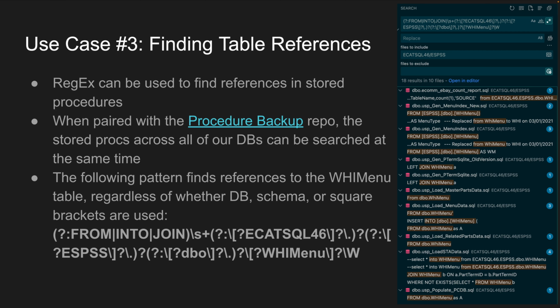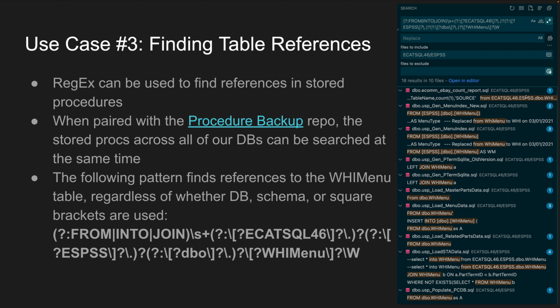Another use case we have here is for finding table references in a stored procedure. If you're in a stored procedure, there are multiple ways you can specify a table. You can just use the name, you can specify the schema, database, server, and then you can also put square brackets. That's also considered valid syntax in between any of those. So I created a regular expression here that allows you to look for a specific table, and it will be independent of any of that stuff.